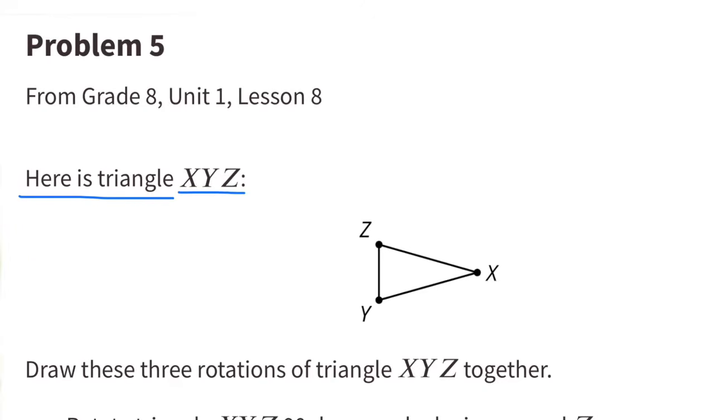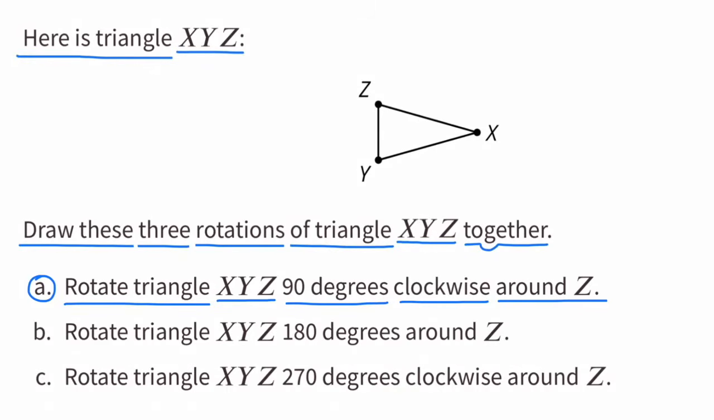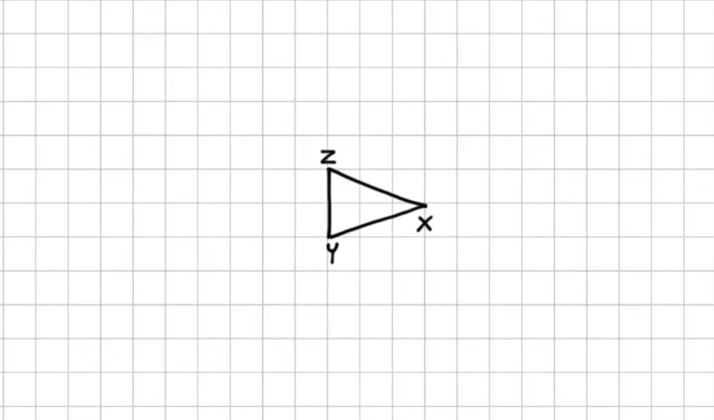Number 5. Here is triangle XYZ. Draw these 3 rotations of triangle XYZ together. A. Rotate triangle XYZ 90 degrees clockwise around Z. I put this triangle on graph paper. This black triangle represents the original triangle XYZ. The green triangle represents triangle XYZ after a rotation of 90 degrees.